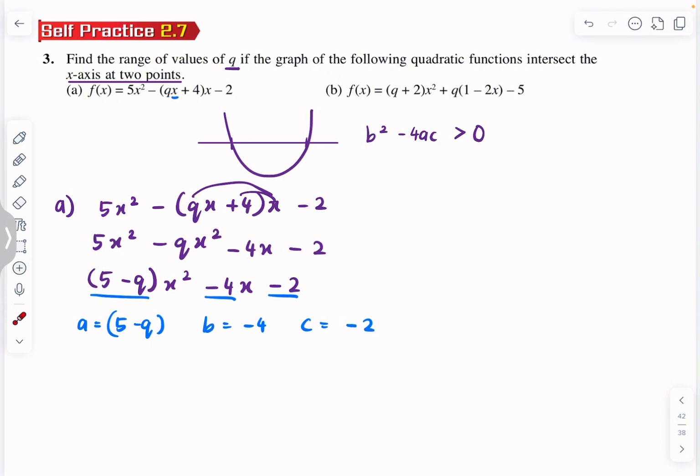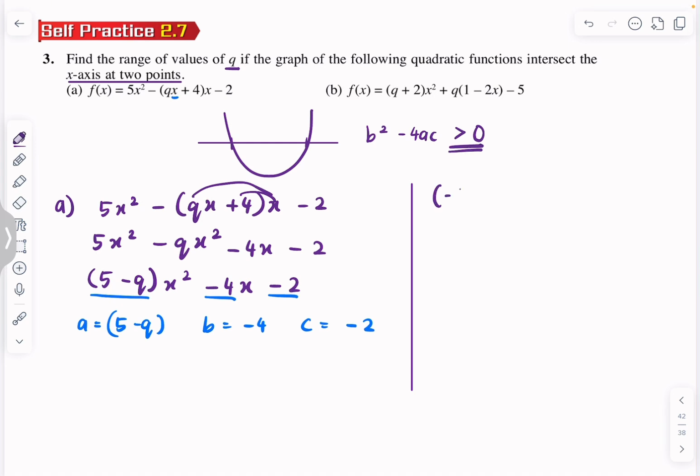Okay, so remember A is always the coefficient of x squared. So when we have it like this, we have to factorize it. Then only we can use this as our A. Alright, so let's look at how to solve this. So we know b squared minus 4ac must be more than 0.